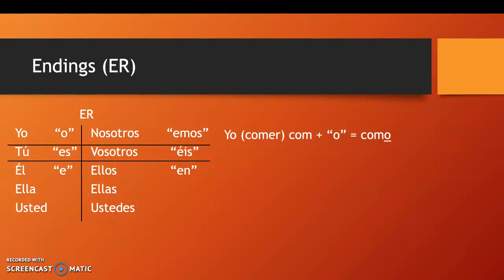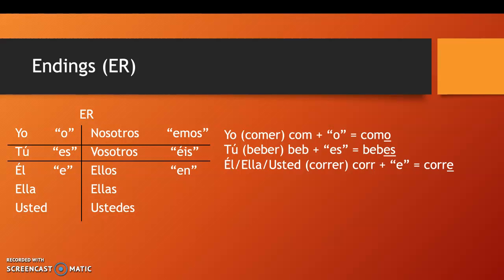All right, let's see these in the context of conjugation. Yo, for comer, you take the root there, which is com. Again, just drop that er, and you add the new ending for yo, which is o, so you get como. Tú, for beber, you take the root beb, add the ending es, and you get bebes. Él, ella, usted, for correr, is going to be corre. Nosotros, you take deber, you take the root, add the ending, and you get debemos.